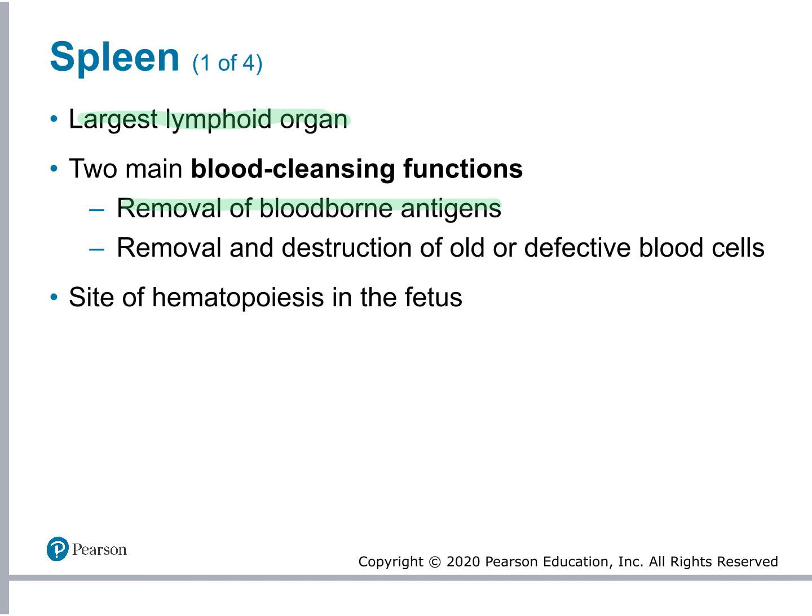Plus also the red blood cells that are old and ready to be destroyed and broken down, which takes about 120 days, that takes place inside of the spleen. So the spleen removes worn out red blood cells and breaks them down, tries to reuse as much iron as possible from the red blood cells so it can make more hemoglobin, so it's going to recycle the iron. Now also the spleen as a fetus, that is where hematopoiesis occurs. Now after birth, hematopoiesis occurs in the bone marrow, but as a fetus it happens in the spleen.